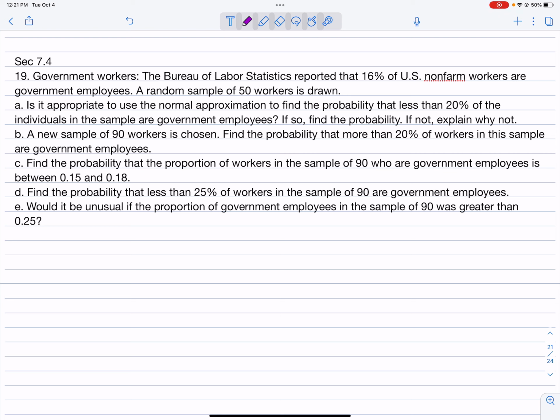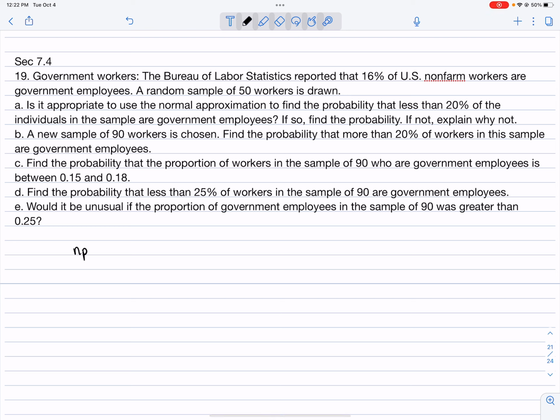In part A, is it appropriate to use the normal approximation to find the probability that less than 20% of individuals in the sample are government employees? If so, find the probability, and if not, explain why not. So we know that if we want to find the probability, then we have to apply the central limit theorem for the proportion problem. This problem is for the proportion because it's given us the proportion, the percent. So we have two conditions to apply the central limit theorem.